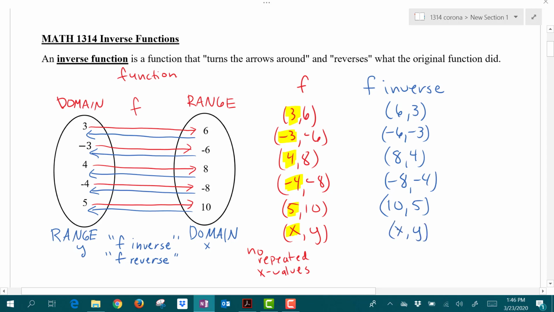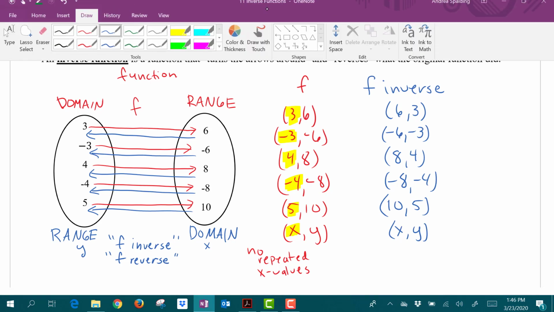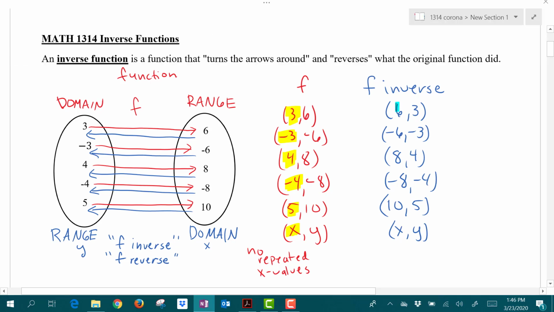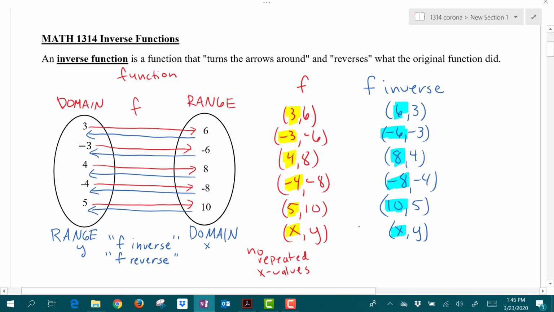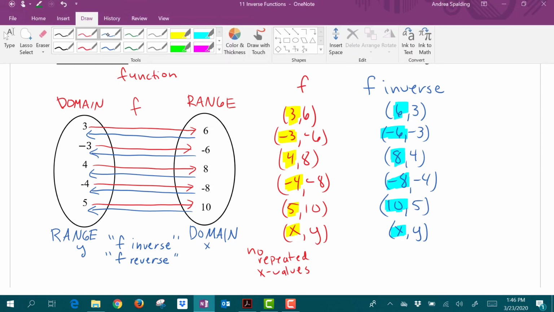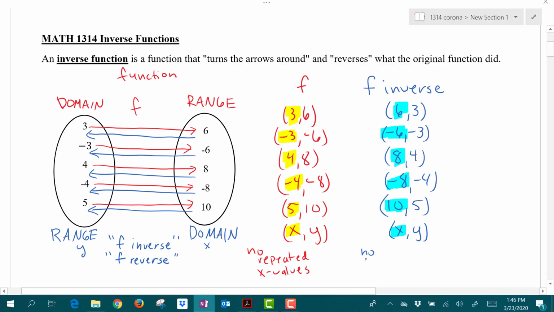So when we look at f inverse, we see that f inverse is also a function. When I look at all of the x values, there are no repeated x's. So the inverse is also a function.